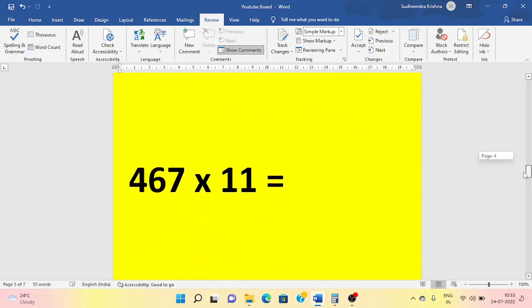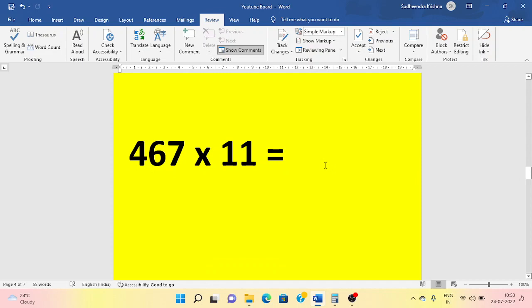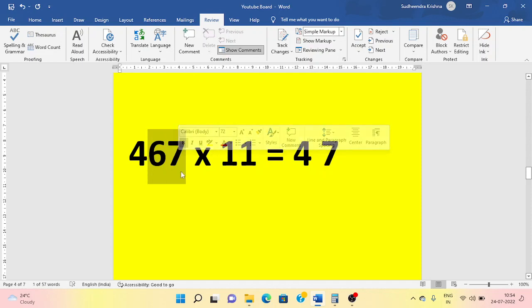Now let us take another 3-digit number, 467 into 11. On the left side of 467 you have the digit 4 and on the right side you have the digit 7. So put these 2 digits as it is with a space in between. Now you have the left portion and the right portion of the answer. Now to get the middle portion, first you add the digits 6 and 7. 6 plus 7 is 13. But 13 is a 2-digit number. So you cannot take a 2-digit number. So out of 13, I will take 3 and I will carry over 1 to the left number.